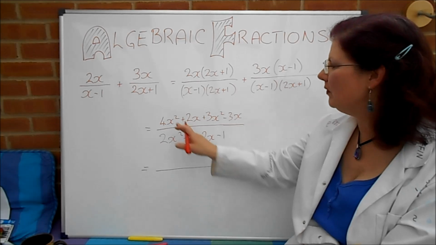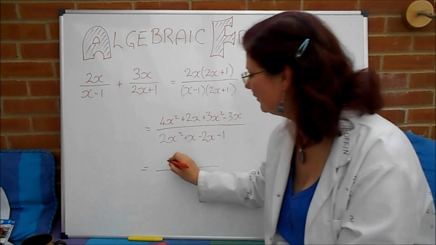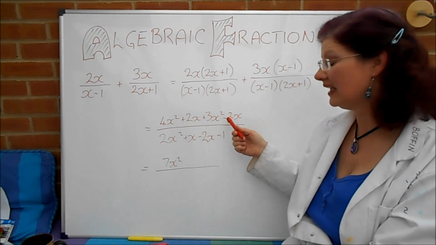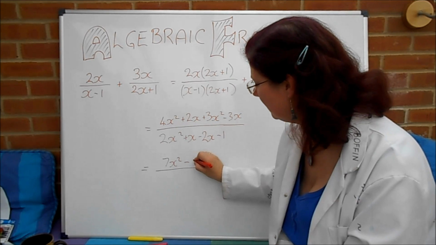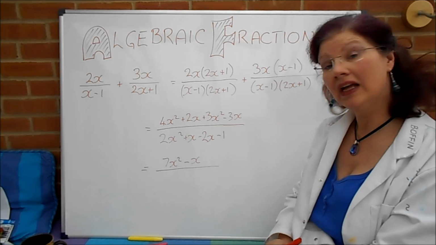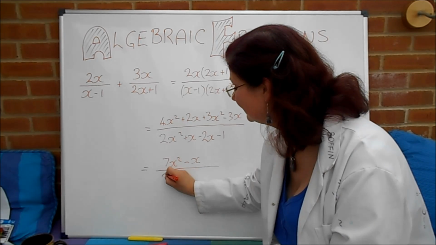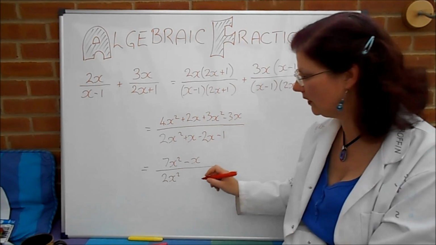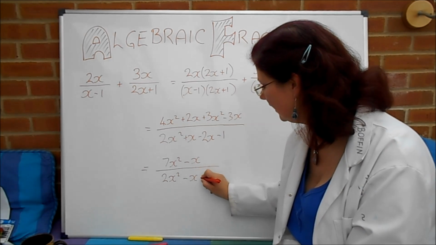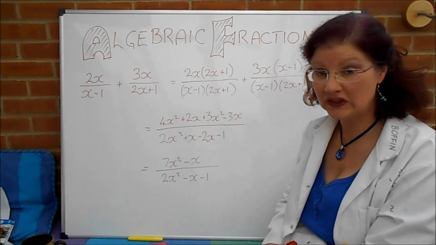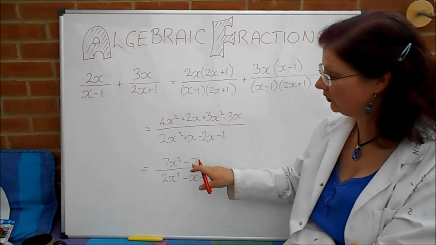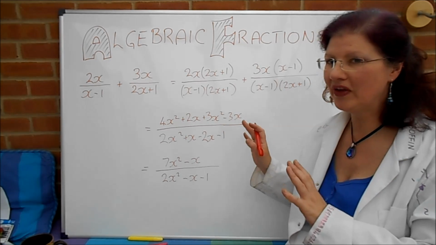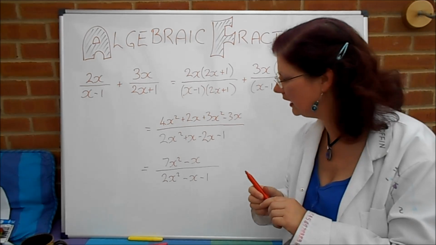Right, on the top we've got a 4x squared and a 3x squared, so that's 7x squared. And we've got a 2x and a minus 3x, so that's a minus x. And on the bottom we've got a 2x squared. We've got a plus x and a minus 2x, so that's a minus x and a minus 1. And that's your answer. Please don't try and cancel things like cancelling that take away x on there. Okay, that's, whoa. Hope by this stage you wouldn't even think of doing something like that.